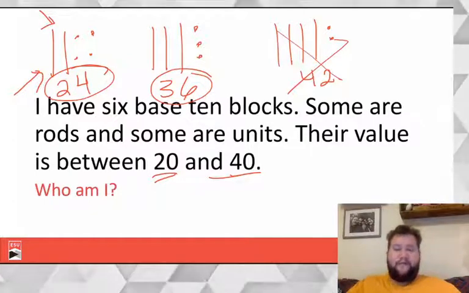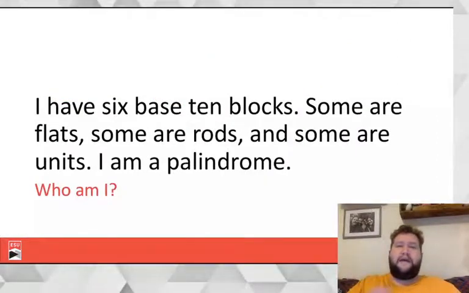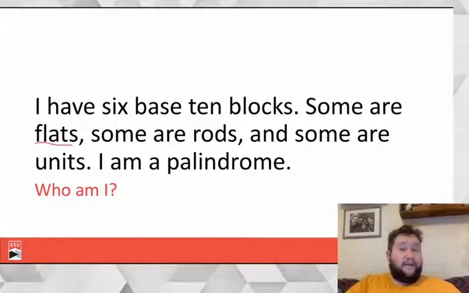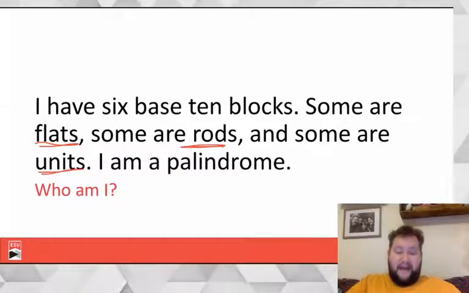And there are a couple more of these, and I'll go through them, but again, I encourage you to pause the video after it and really think through what's happening. I have 6 base 10 blocks. Some are flats. Oh, so now we have some flats. Some are rods, and some are units. And I am a palindrome.